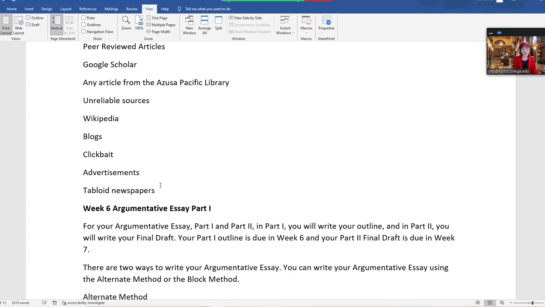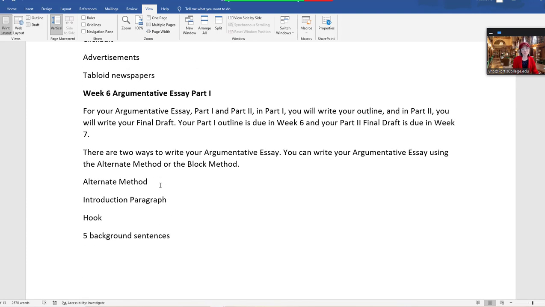Now, as we get to the week 6 argumentative part 1 essay, what we're going to do is, for your argumentative essay, you're going to write an entire essay with the introduction, body paragraphs, and conclusion, and then you're going to include your counter argument paragraph as well as your rebuttal paragraph inside your introduction, body, and conclusion.